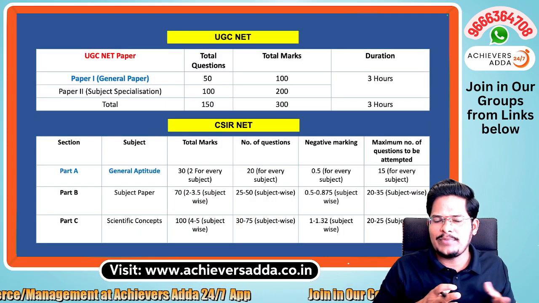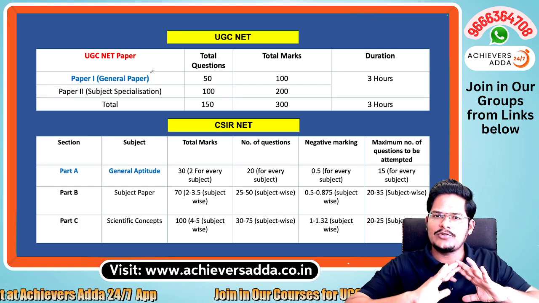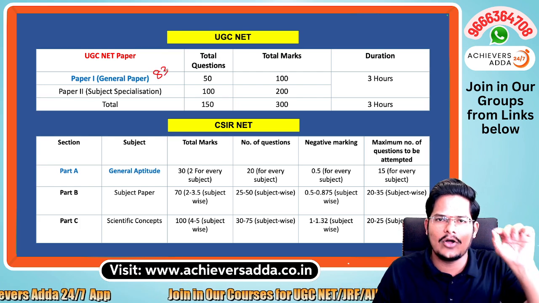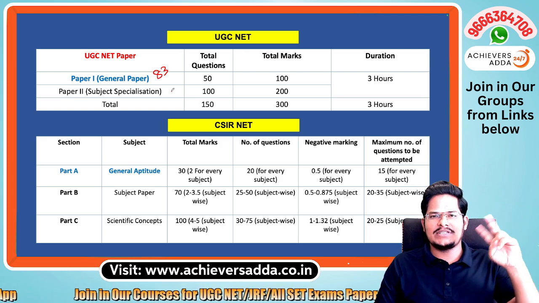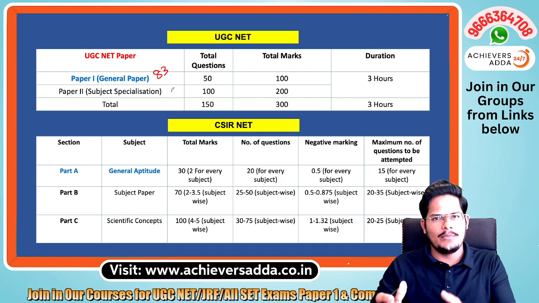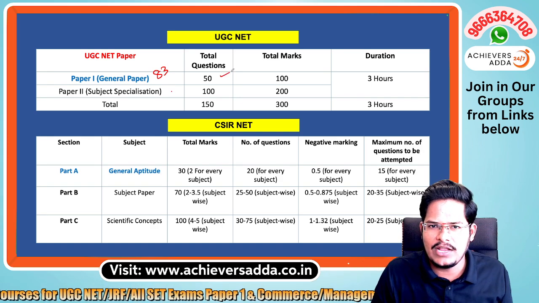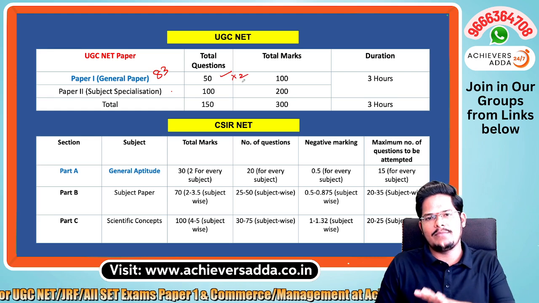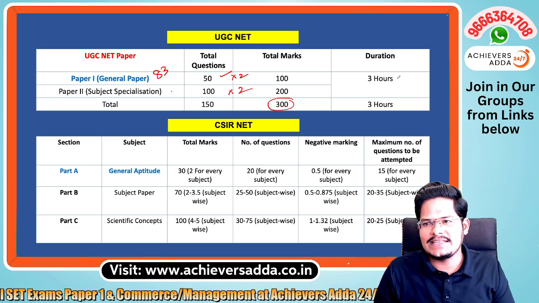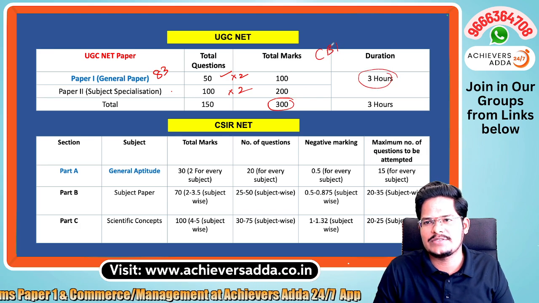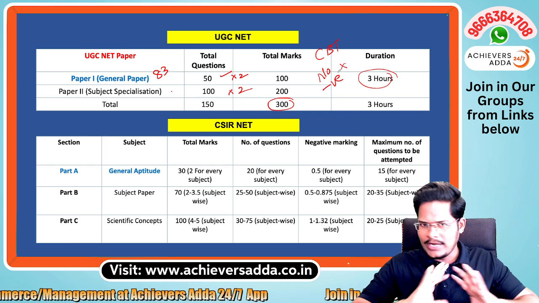Now, when it comes to the paper pattern and the syllabus, guys, in UGC NET we have a Paper 1 which is a common paper to all the 83 subjects. That is the general paper on teaching and research aptitude, and in Paper 2 the postgraduation subject specialization will be there: commerce for commerce, management for management, geography for geography, like that. So 50 questions in Paper 1 for 100 marks, 100 questions in Paper 2 for 200 marks, total 300 marks, 3 hours of examination. CBT mode of exam is being conducted. No negative marking at all.